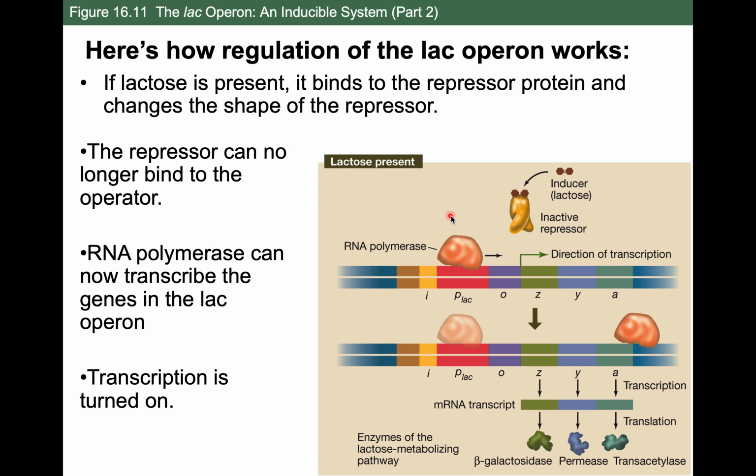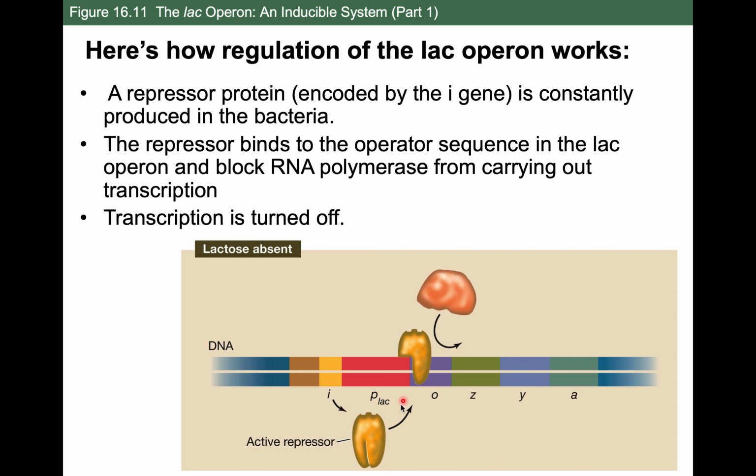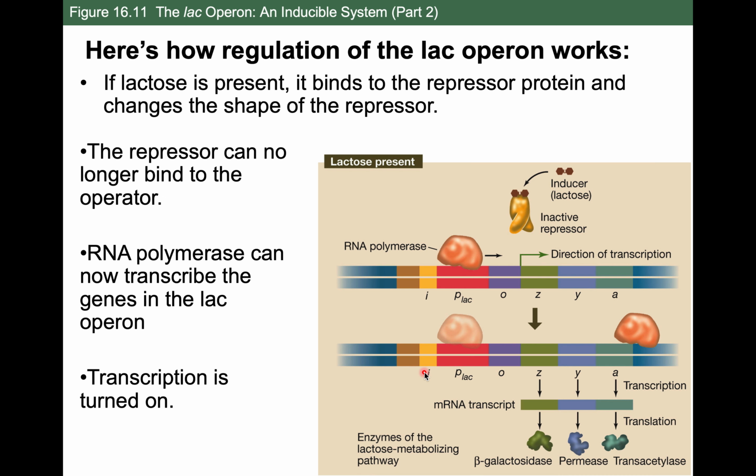Well, we need to induce this system, and we induce it with lactose. So if that lactose sugar shows up, what it will do is it will physically bind to that repressor protein and cause it to change its shape. So now the repressor, you can see it sort of crossed its legs. Let me go back a slide. Right. Crossed its legs, so now it can't bind to the DNA anymore like it was. So it falls off the DNA.